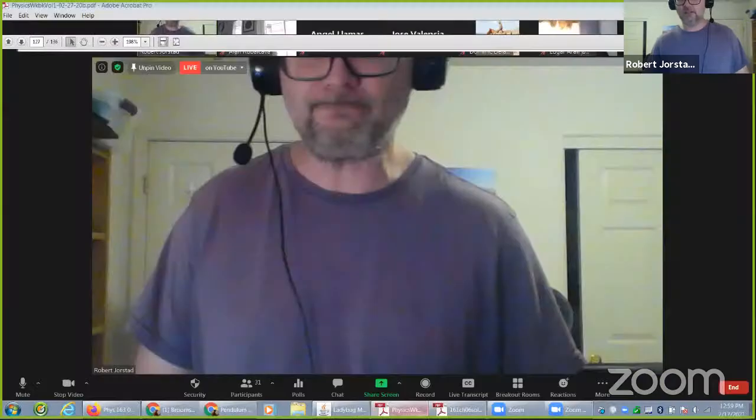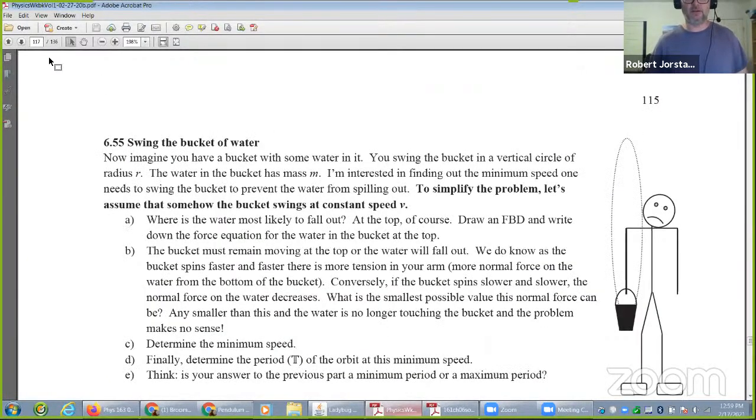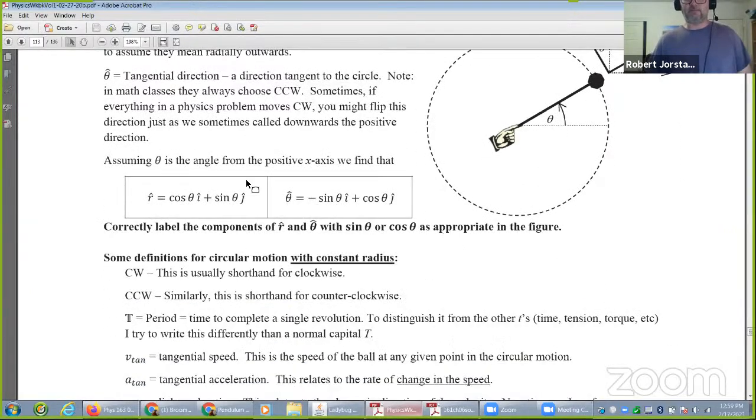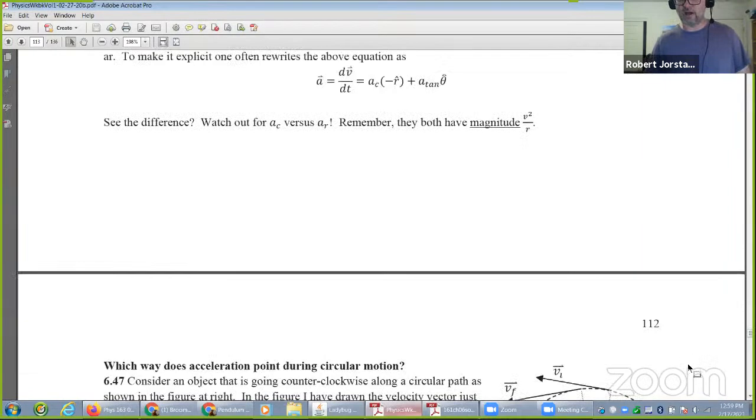All right. Now let's see. Let me go back to here. Let's get back. I think we're on page 115 or so. Oops. I think we started on 111, right? So there we go. Page 111 again. All right. So I think we've kind of discussed this. Maybe we should actually do a problem.